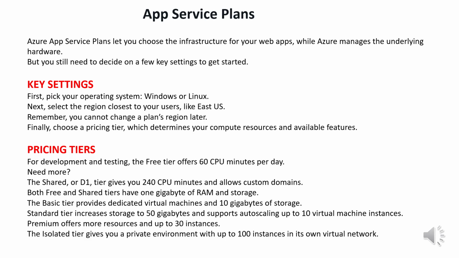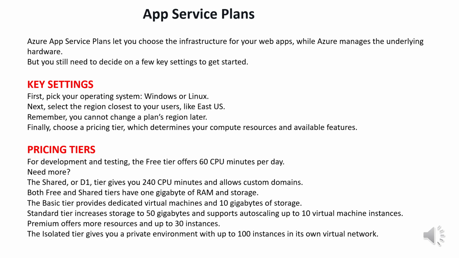Azure App Service plans let you choose the infrastructure for your web apps, while Azure manages the underlying hardware. But you still need to decide on a few key settings to get started. First, pick your operating system, Windows or Linux. Next, select the region closest to your users, like East US. Remember, you cannot change a plan's region later. Finally, choose a pricing tier, which determines your compute resources and available features.